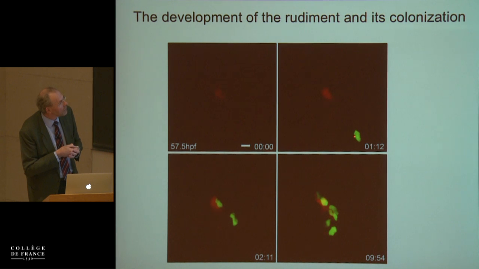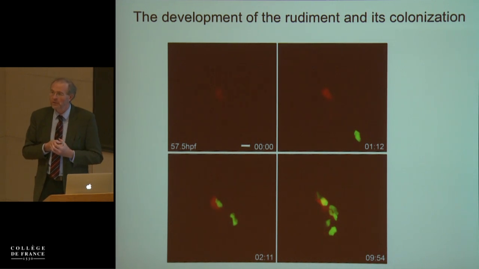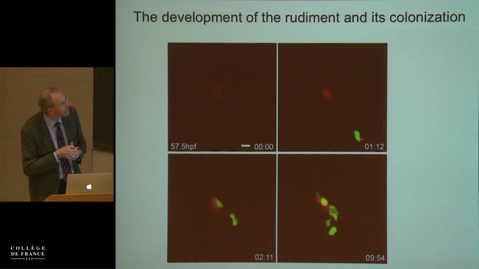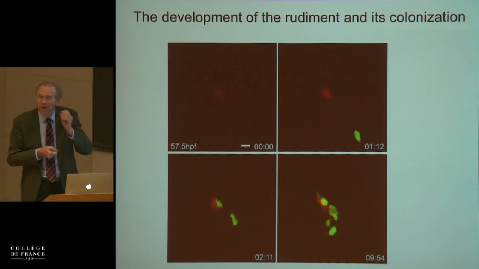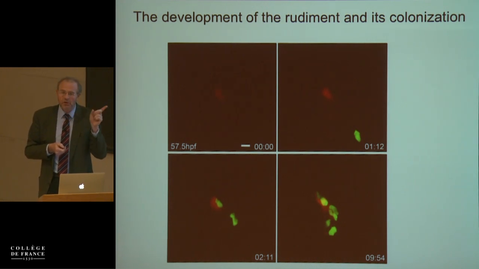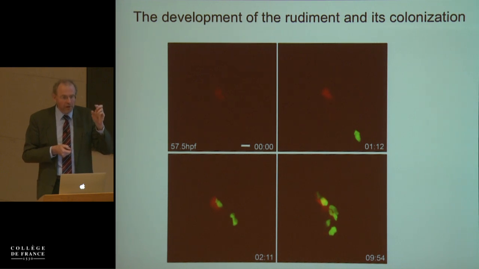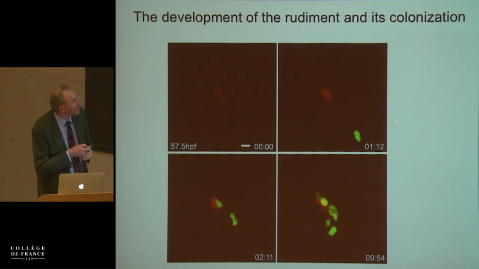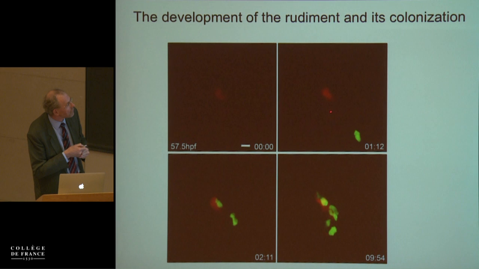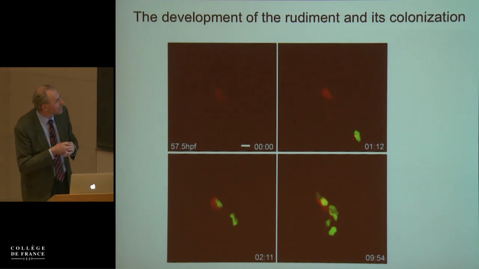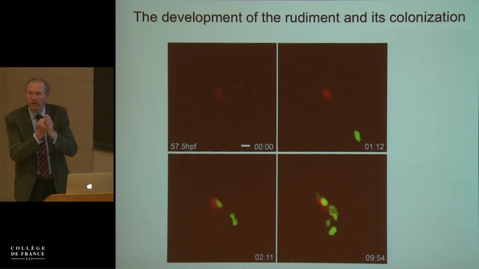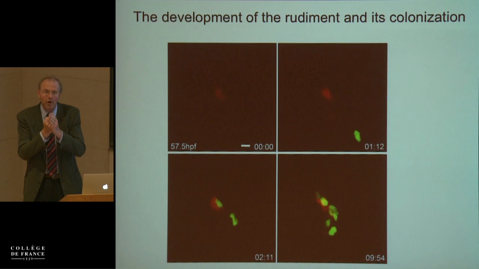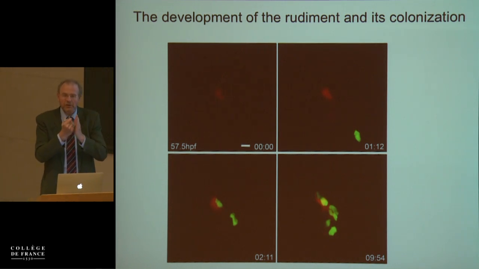Now, one hour later, you see the first pioneer lymphocyte approaching the rudiment. And it is very polarized. And the reason why it's polarized is because the thymic rudiment emanates chemotactic signals to which these precursors respond. So they migrate out of the vasculature through the tissue and en route directly to the thymic rudiment. Now, 2 hours later, this first pioneer lymphocyte has already reached the thymic epithelium and made contact. And this is, of course, what thymopoiesis is all about. The cells must receive signals.